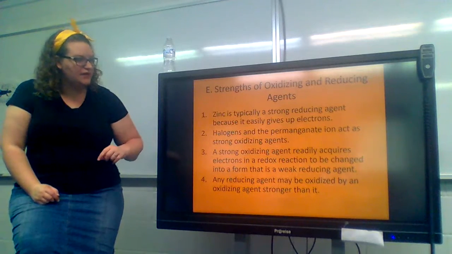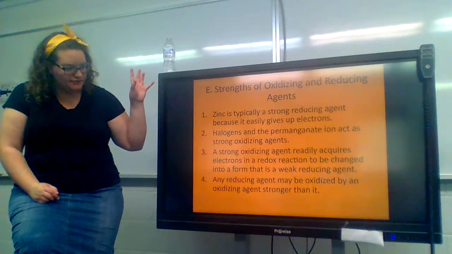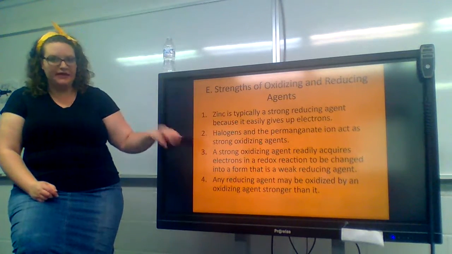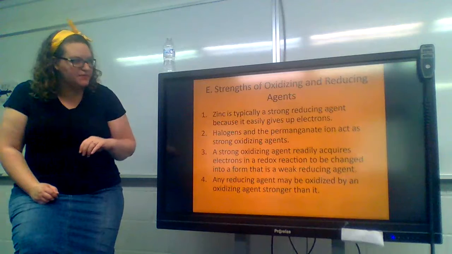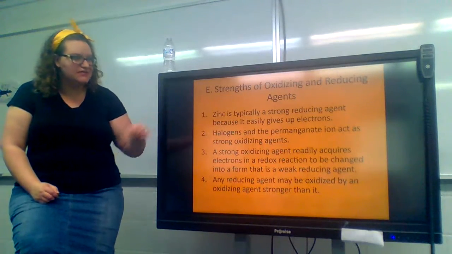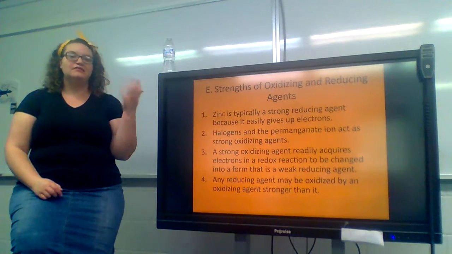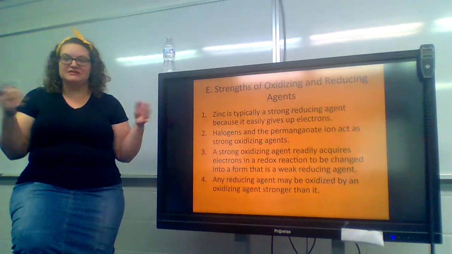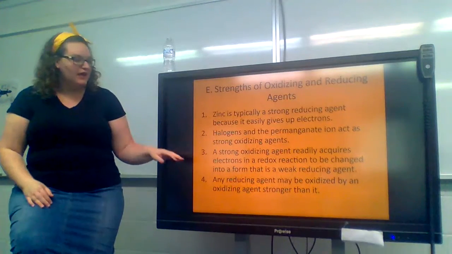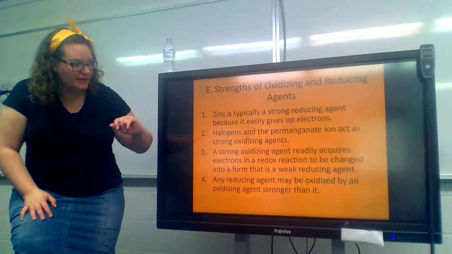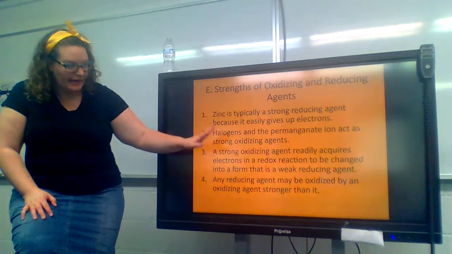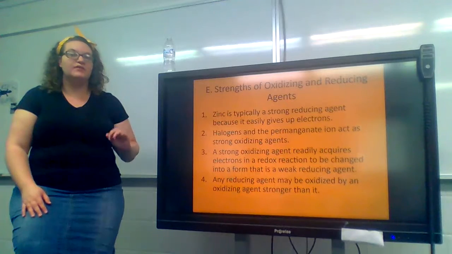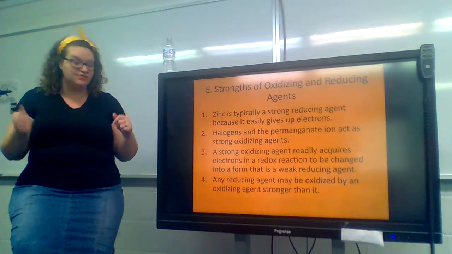Strengths of oxidizing and reducing agents, just a look at how some elements behave with them. Zinc is typically a strong reducing agent because it easily gives up electrons. It's not personally attached to its electrons, it gives them away freely. And then halogens and the paramagnetic ion act as strong oxidizing agents. They're going to try to take them in as much as possible.